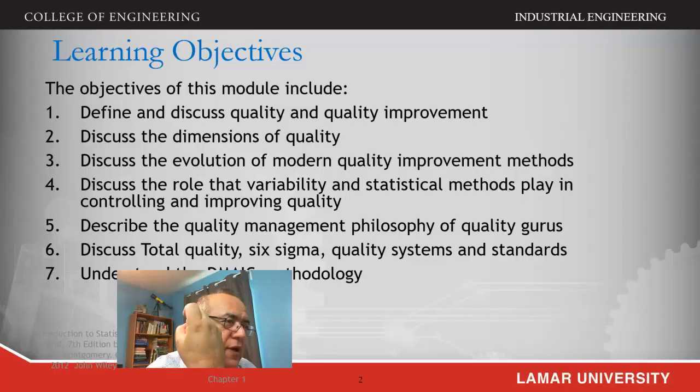The objectives that we have defined for this module include the definition of quality improvement, the discussion of the dimensions of quality, the discussion of the evolution of modern quality improvement tools, discussion of the role variability and statistical methods play in controlling and improving quality, describe the quality management philosophy of quality gurus, discuss total quality, Six Sigma, quality systems and standards, and finally understanding the DMAIC methodology.